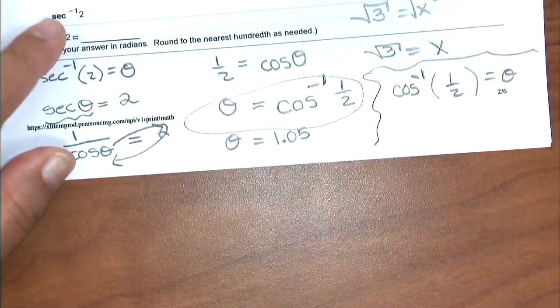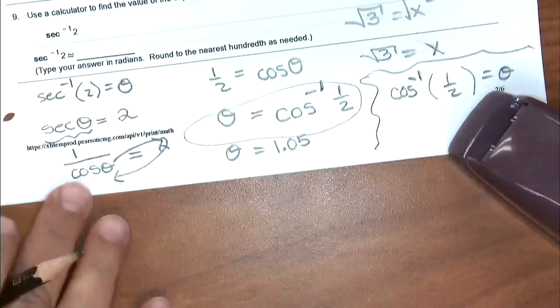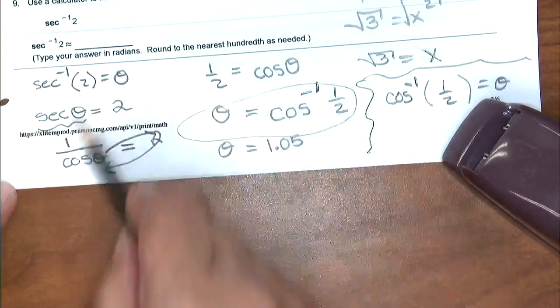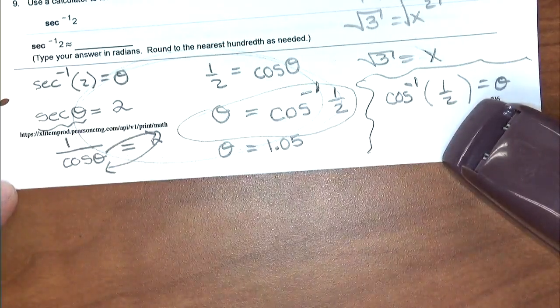If you can remember that: reciprocate the function, reciprocate the number, both of them. And you'll cut through all of this. If it makes more sense to you to do it the long way, then do it the long way.